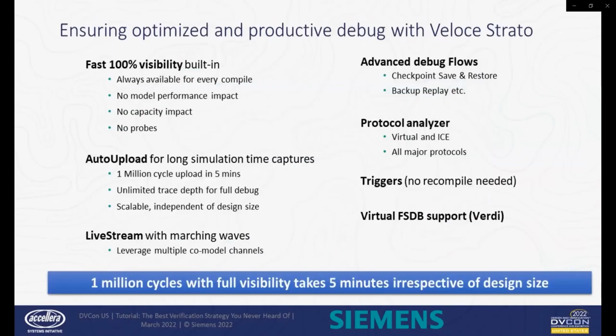Ensuring optimized and productive debug with Veloce Strato. Whenever you are working on a design, especially at SoC level, debug is a key factor to your productivity. With Veloce Strato, with every compile, you have full visibility to your design. There is no model performance degradation impact. There is no increase of capacity. Inherently, you will get visibility because of the architecture of this Crystal chip and the whole system.